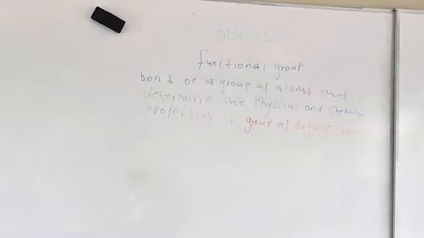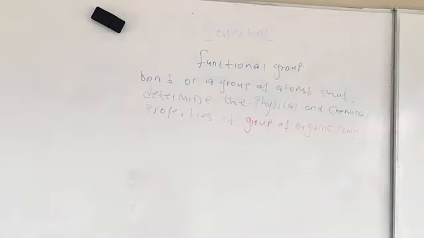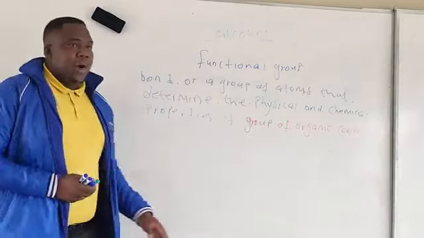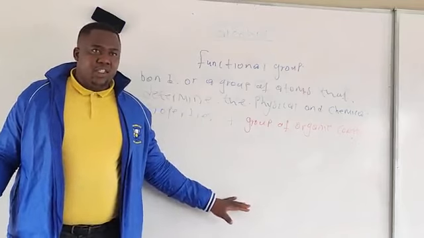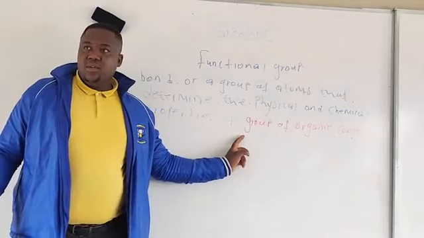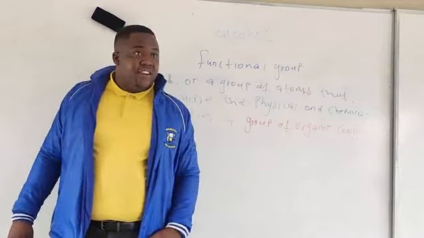What are functional groups? It's very short. It's the type of bond, or group of atoms that determine the chemical and physical properties of an organic compound. Remember that we spoke about the alkanes. How do we know that they are alkanes? Because they've got single bonds. So they've got unique properties because of the type of bonds which they have.